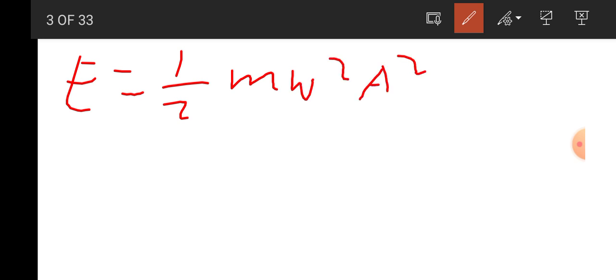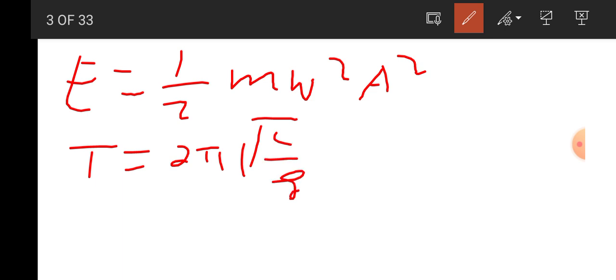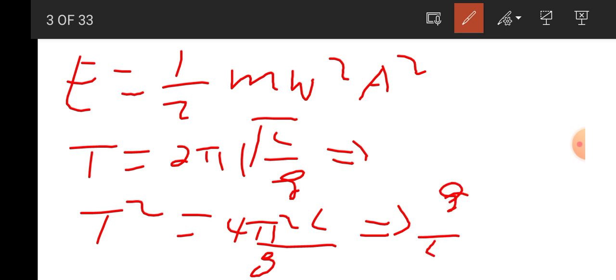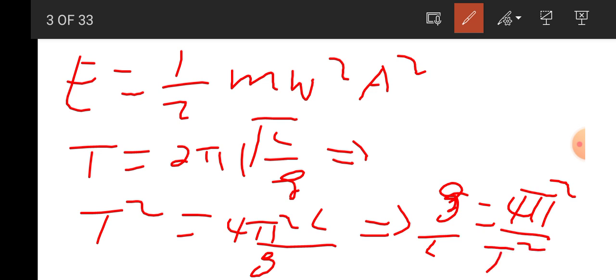Again, we don't have omega. Since we don't have omega, period is equal to 2 pi square root of L over G. If we square both sides, period square is equal to 4 pi square L over G. So from this, by criss cross multiplication, G over L is equal to 4 pi square over period square.